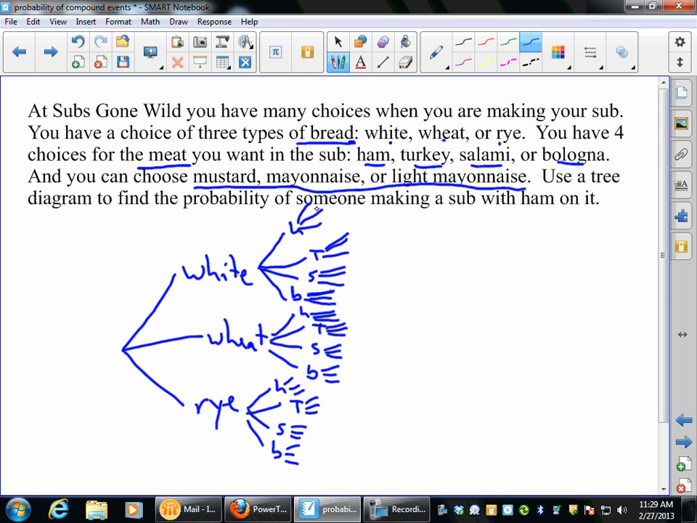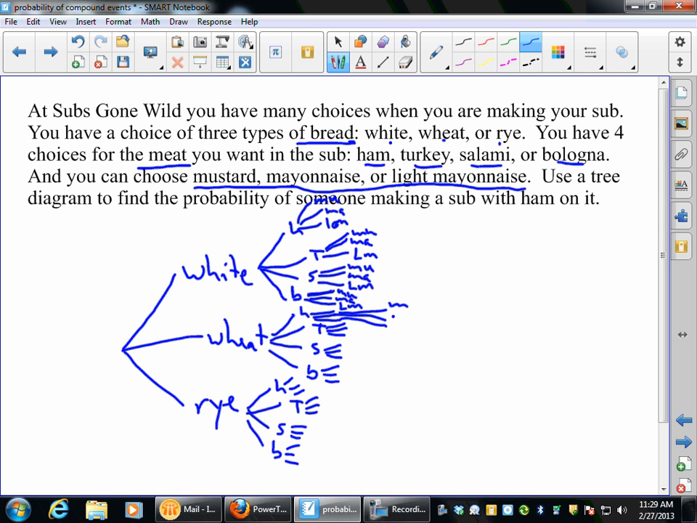And every one of these, they could get mustard, mayonnaise, or light mayonnaise. So mustard, mayonnaise, light mayonnaise. Mustard, mayonnaise, light mayonnaise. I'm going to do the same thing all the way through for all of these. There's a mustard, and then a mayonnaise, and then a light mayonnaise. I draw these ones out further. So I didn't leave myself enough space there.